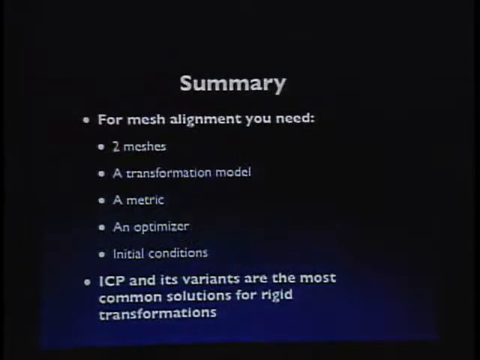So there's ways to speed it up. You can read that yourself. For mesh alignment, just to summarize, you need two meshes, a transformation model, a metric, an optimizer, and initial conditions. And we talked about the prototype algorithm for doing that. It's called ICP. Any last minute questions?